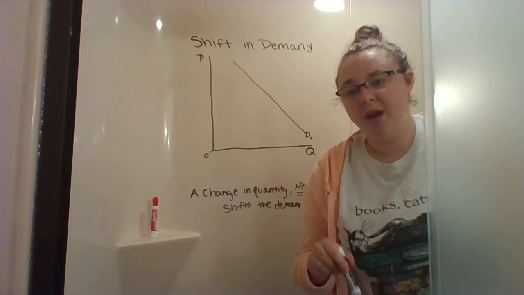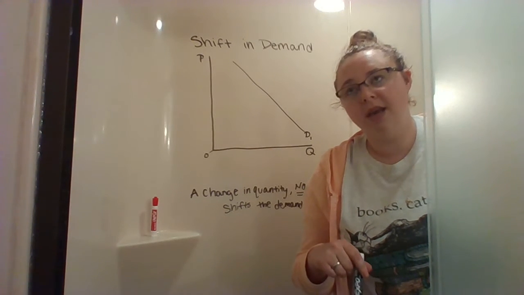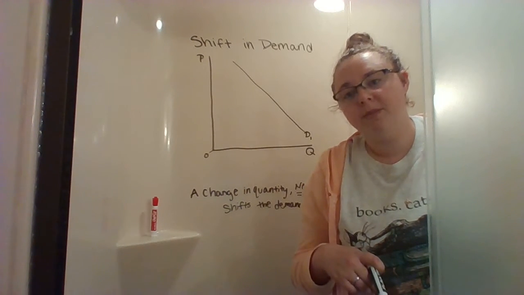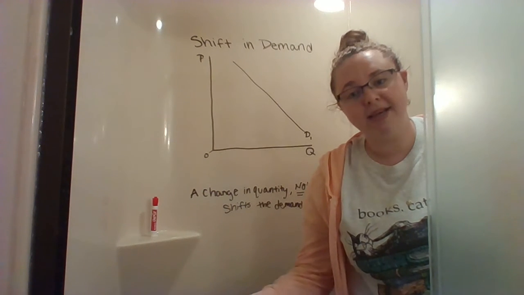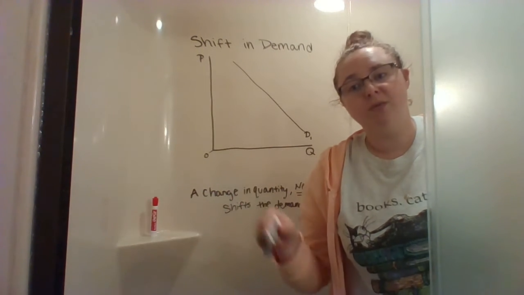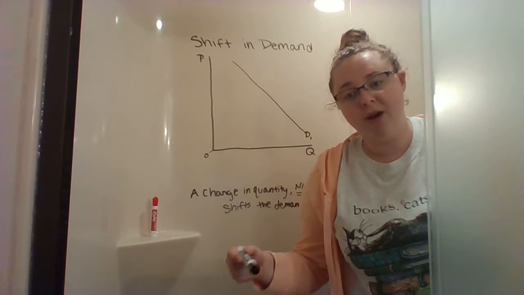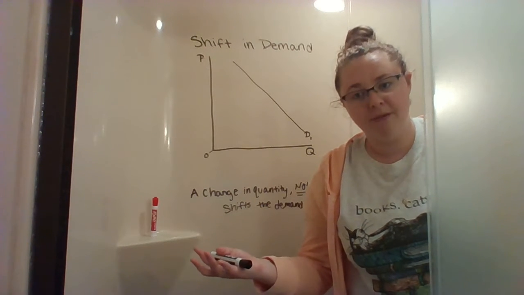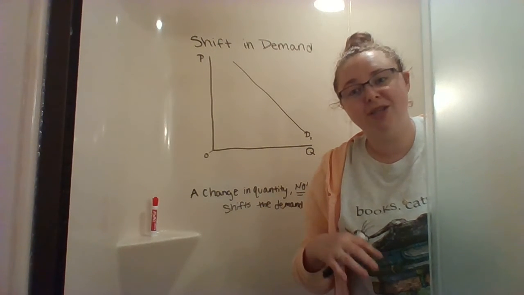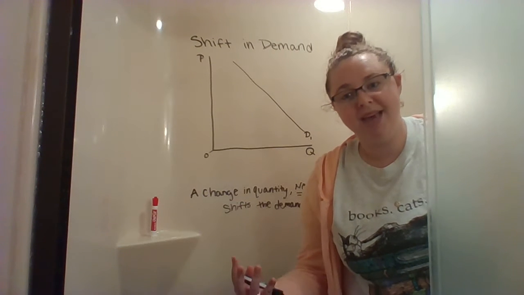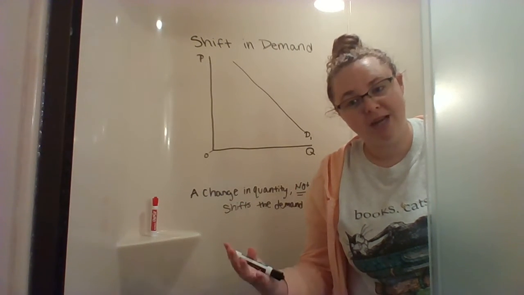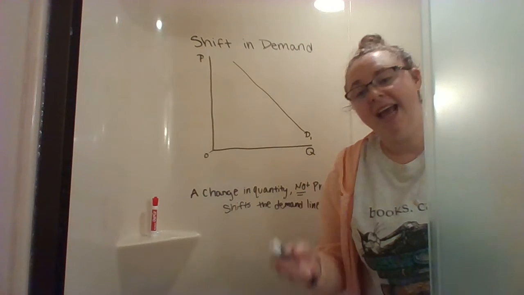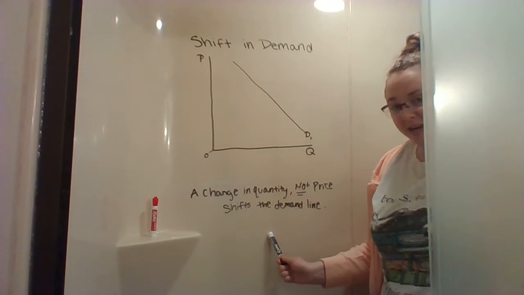So up to this point, we've talked about points on supply and demand lines moving up and down based on the price. If the price changes, there's movement along the actual line or curve itself. But now we're going to get into what actually makes a line shift when we're talking about demand and supply. And that happens right here.